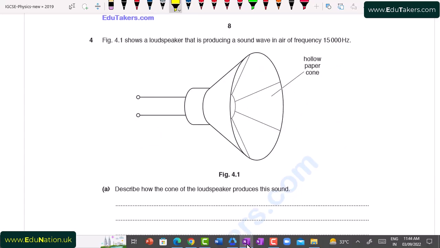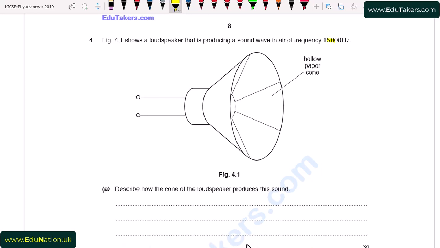Question number 4. Figure 4.1 shows a loudspeaker that is producing a sound wave in air of frequency 15,000 Hz. So there is a speaker in figure 4.1 that produces the sound waves and its frequency is 15,000 Hz. Part A. Describe how the cone of the loudspeaker produces this sound. So this is the cone of the speaker and it produces the sound. We have to describe how the loudspeaker produces this sound.